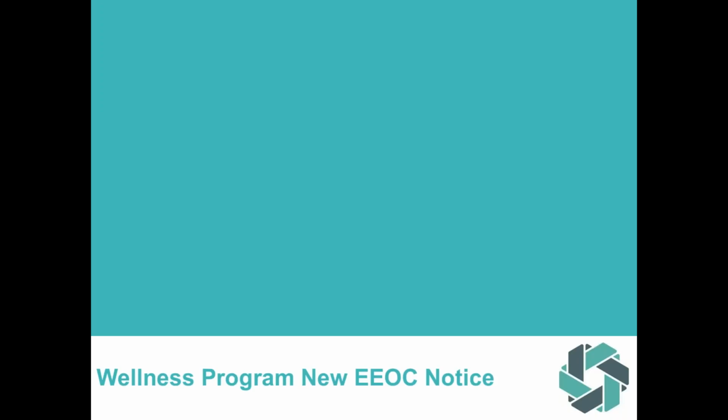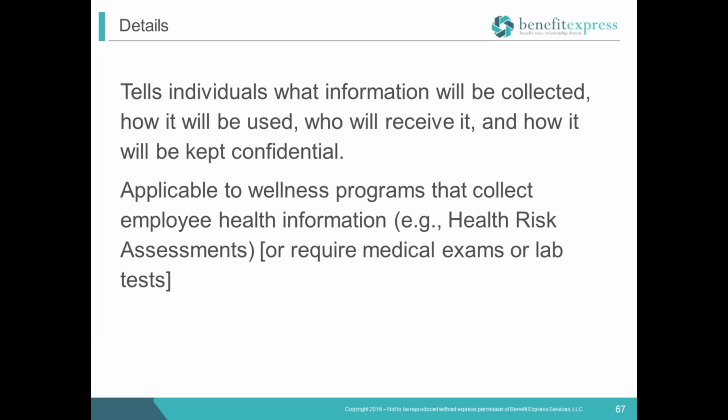Also, the EEOC has new notice requirements. This begins in 2017, and with this new EEOC requirement, it tells individuals what information will be collected, how it will be collected, who will receive it, and how it will be kept confidential. So the EEOC wants to make sure that information is protected. So you have to tell them, okay, we're going to receive information, like for example, blood tests. We're not going to see the blood test. It's going to go to the wellness provider, and they're going to use the information to determine your eligibility for points.